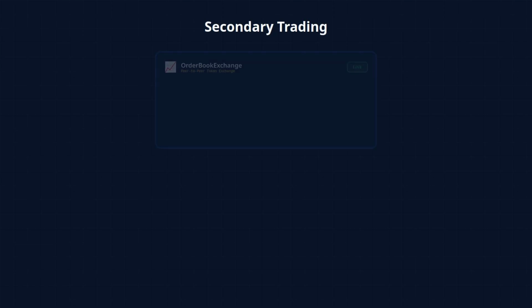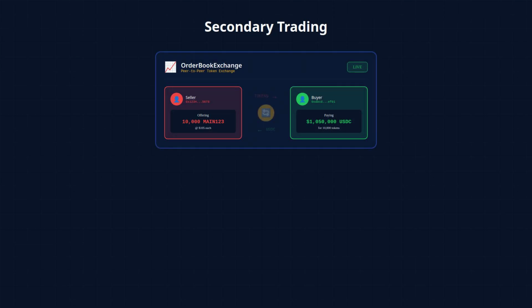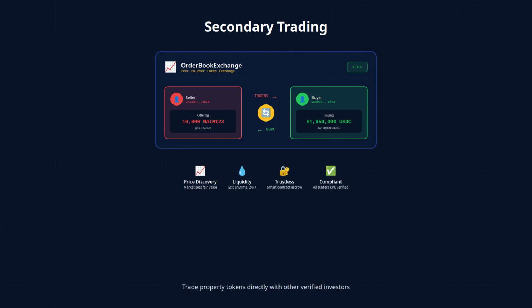Beyond distributions, SecondaryDAO provides a full secondary trading exchange. Token holders can sell their positions to other verified investors. Buyers can acquire property exposure without waiting for new offerings. The order book exchange enables peer-to-peer trading with smart contract security, liquidity whenever you need it.